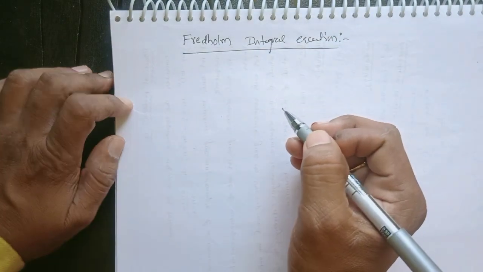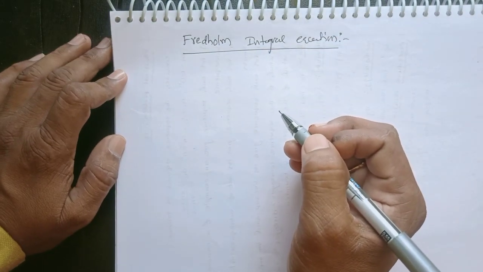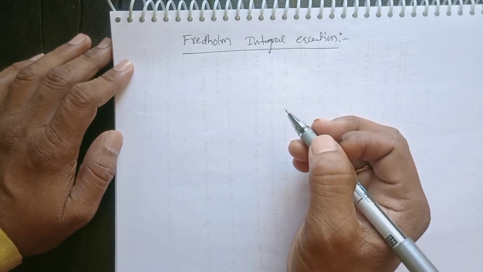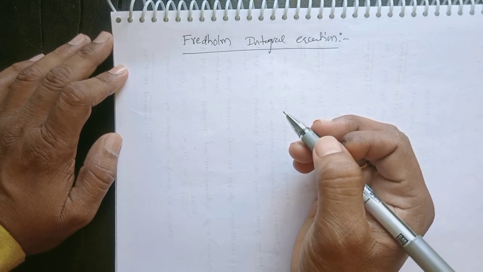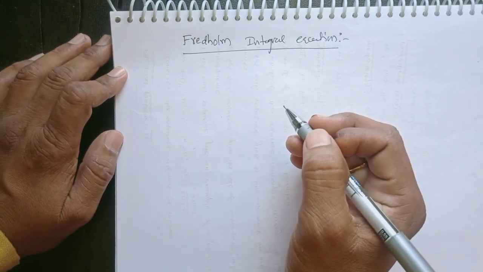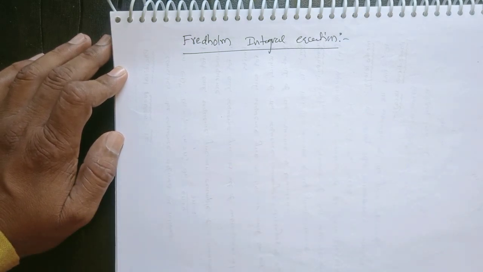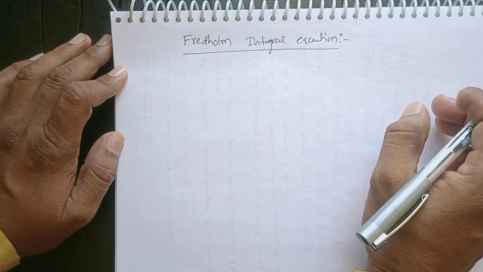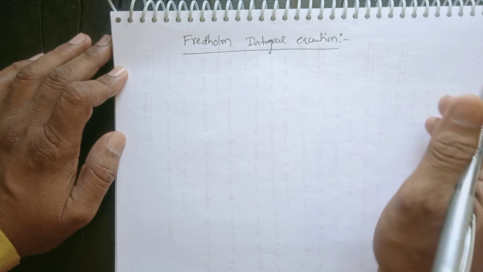Now what is Fredholm integral equation? An integral equation is said to be a Fredholm integral equation if both upper and lower limits of integration are fixed, meaning real numbers. Both lower and upper limits of integration are real numbers. That integral equation is called a Fredholm integral equation.